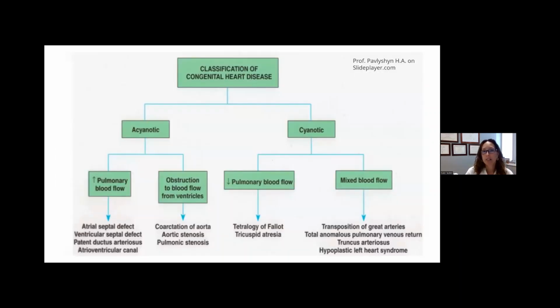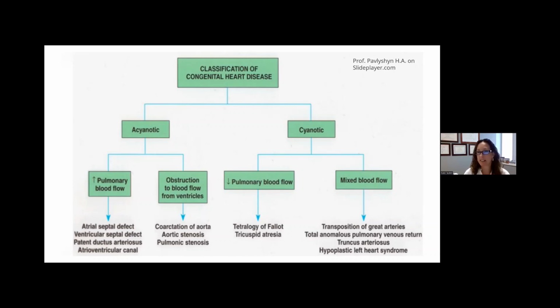So the congenital heart defects are often divided into acyanotic and cyanotic lesions. In the acyanotic lesions, you have two different types: those that increase pulmonary blood flow, like atrial septal defects, ventricular septal defects, patent ductus arteriosus, and AV canals. You also have obstruction to blood flow from the ventricles, so those would be things like coarctation of the aorta, aortic stenosis, or pulmonary stenosis.